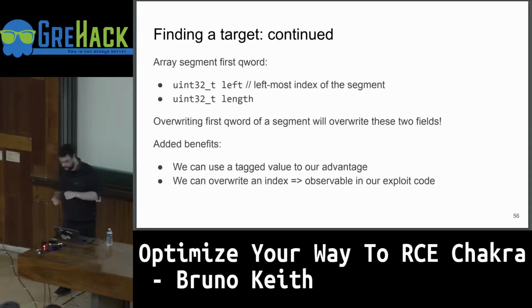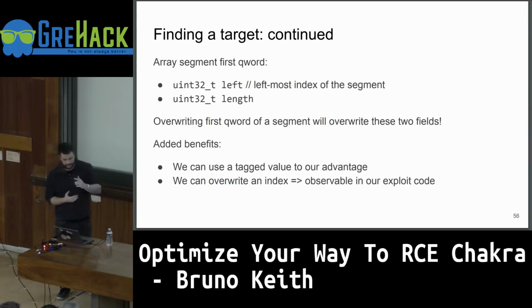So back to finding a target. As you could guess, segments look pretty interesting. The first quad word of the segment has basically 2 fields. The first one is left, which is the leftmost index of the segment. And then we have the length of the segment. What this means is that by overwriting the first quad word of a segment, we're able to overwrite these 2 fields.